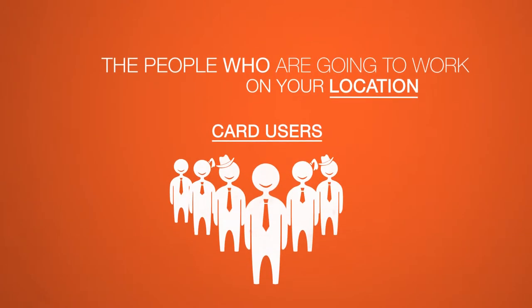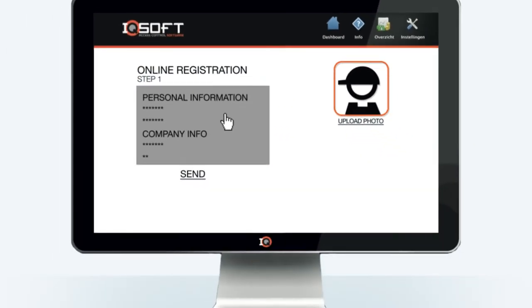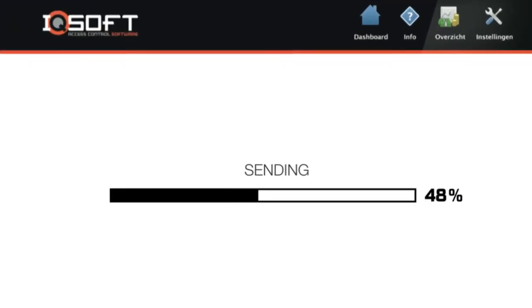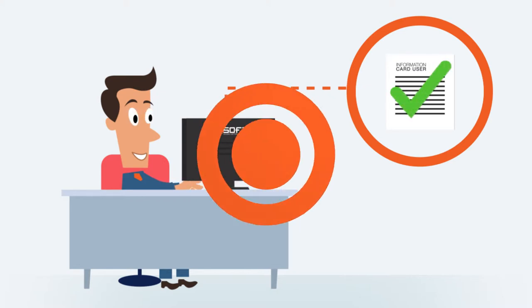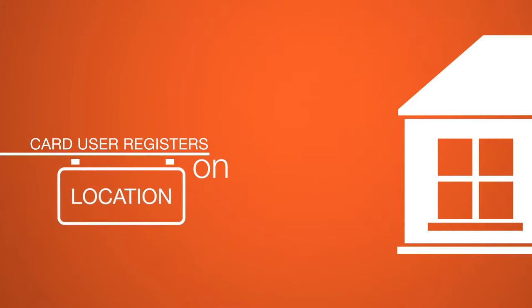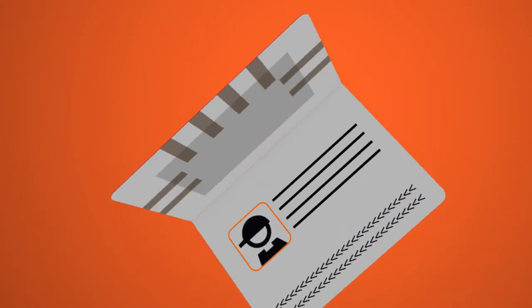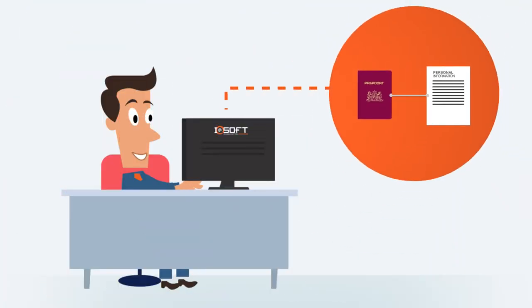Efficient admission process. The people who are going to work on your location, the card users, pre-register online with their personal information. This information is sent to your security officer, who can enable the account if all the information is complete and filled out properly. The card user then registers on location with his identification. With an ID scan, the authenticity and validity is checked. The ID is linked to the online pre-registration and stored in the database.